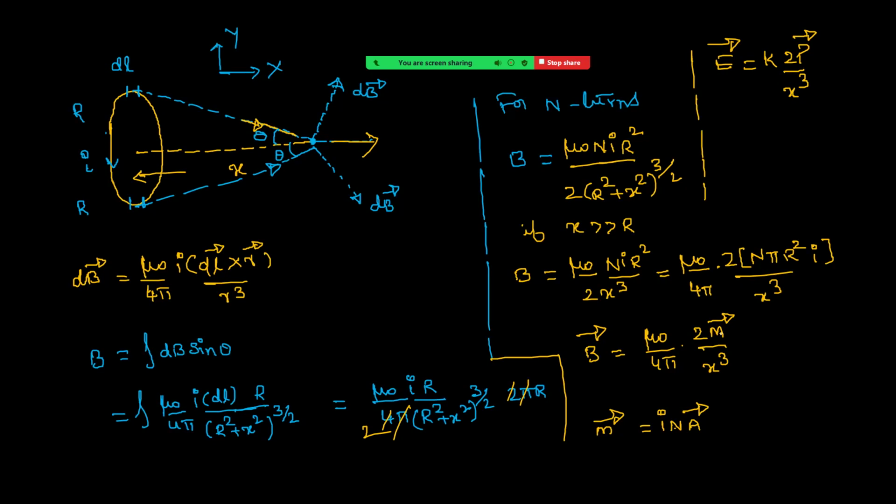And you can see here, the direction of M bar is from south to north. If you look carefully at this ring from this side, the current appears to be anti-clockwise, which means this face acts as the north pole and the face behind it acts as the south pole. So the direction is from south to north, which in this diagram is along the positive x-axis.